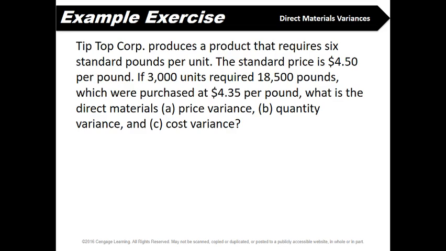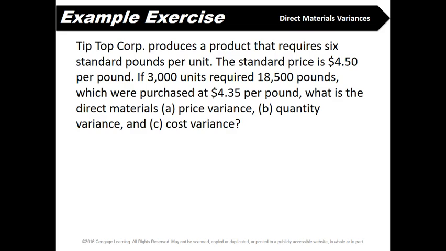With Tip Top Corporation producing a product that requires 6 standard pounds per unit. The standard price is $4.50 per pound. If 3,000 units required 18,500 pounds, which were purchased at $4.35 per pound, we need to determine what's the direct materials price variance, quantity variance, and cost variance.